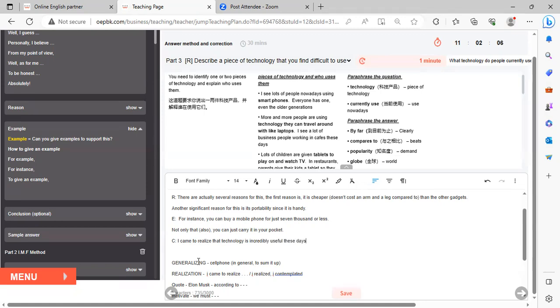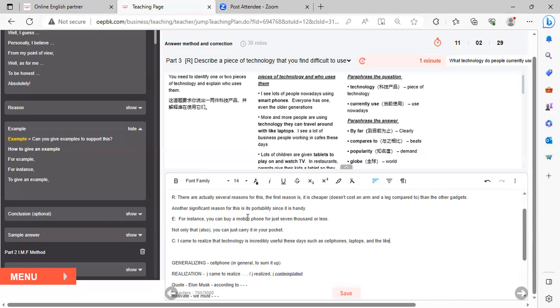These days, such as cell phones, laptops, and the likes. "And the likes" means and many more. You can also say etc.